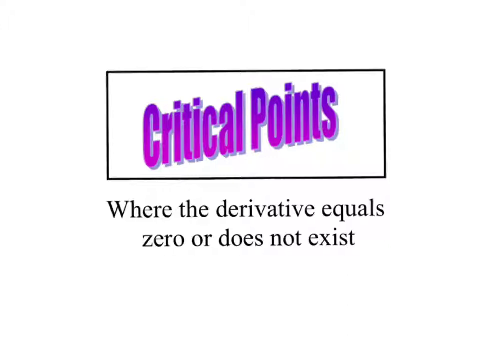A critical point is anywhere where the derivative equals 0 or does not exist. So a spot where, in the original function, there would be a horizontal tangent because the derivative is 0. We've talked about that before. If the derivative is 0, there's a horizontal tangent. Or the derivative doesn't exist, meaning the original function wasn't differentiable. So again, a critical point is where the derivative is 0 or does not exist.